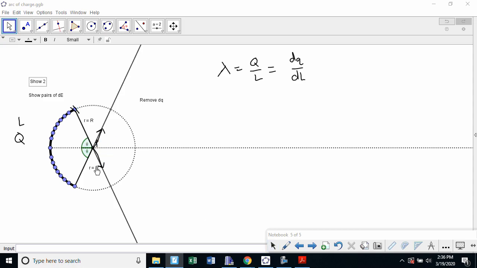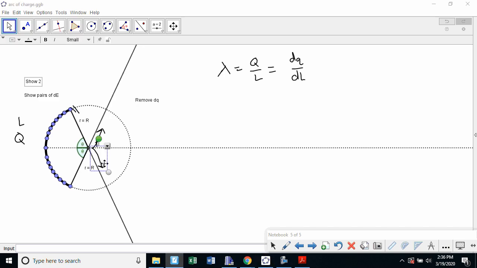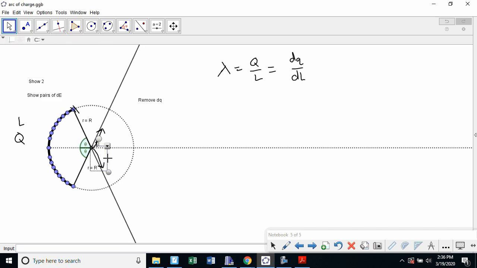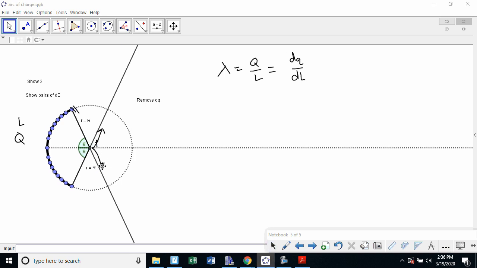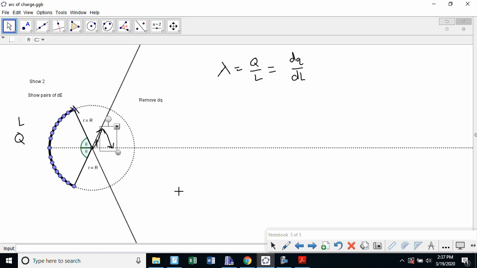And if I add those two vectors together, then I'll get a little bit of symmetry here that's going to make this integral a little bit easier. So let me try to pull that vector up to add those two together. Okay, and it looks like our electric field then is going to be only in the x direction.